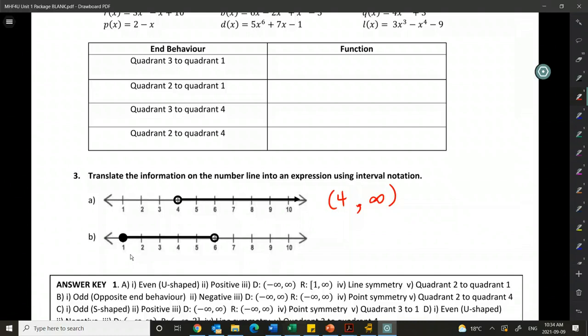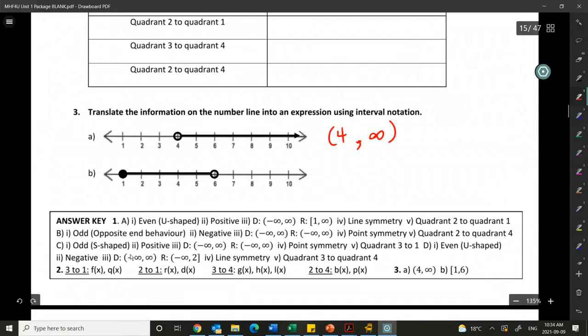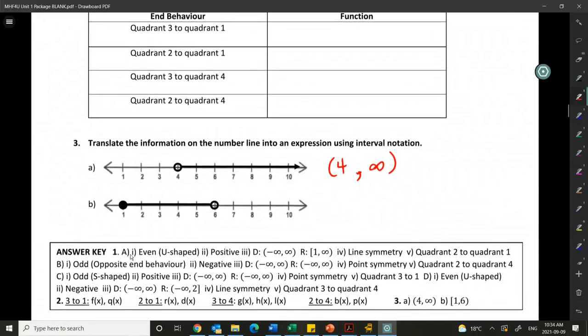Perfect. 4 is a hollow point. It's not a solid point, so we're including everything up to, or everything after, but not including 4. So like 4.000000001, but not 4. Okay? Much easier than inequalities, in my opinion. So this is a really nice method here. Okay, so we will come back to that. Everyone got that? We're good? Any questions?